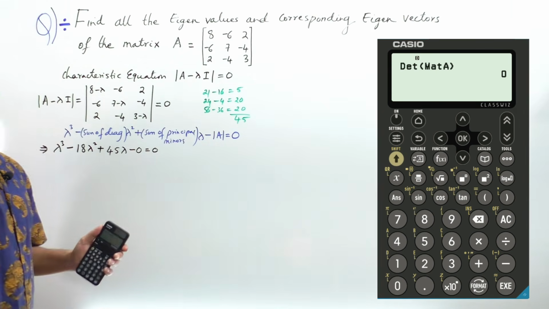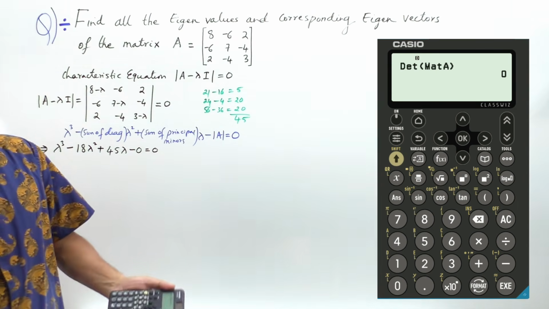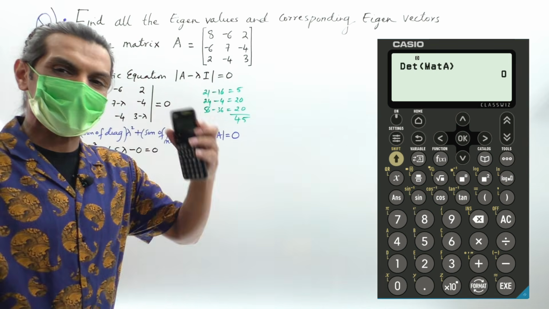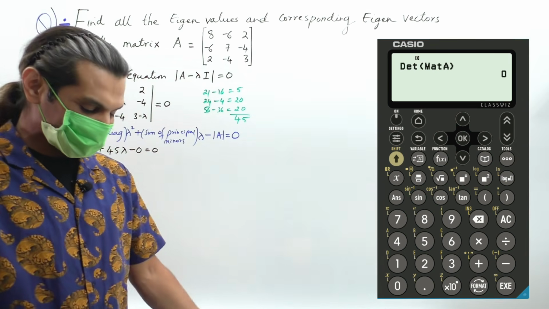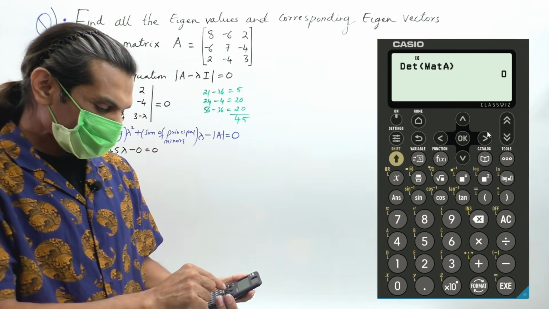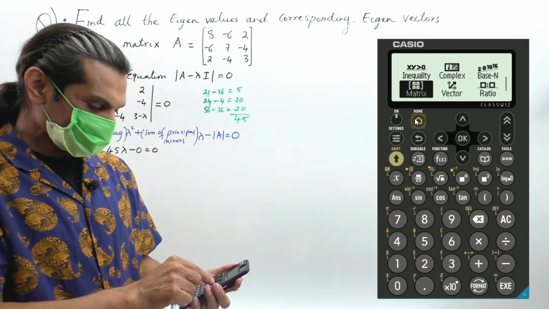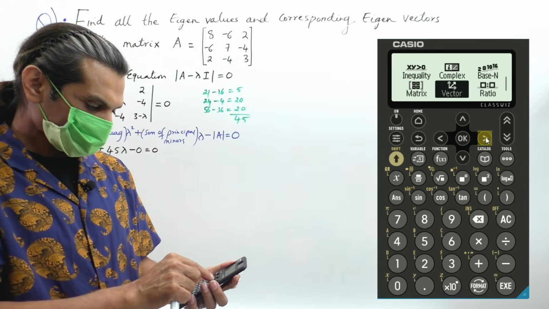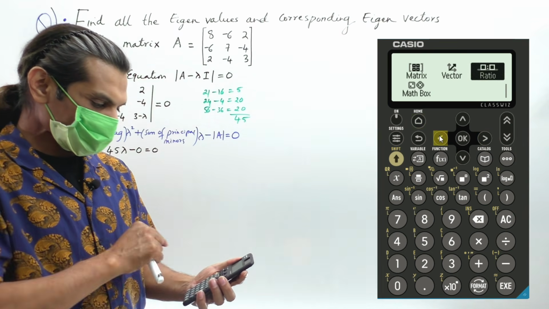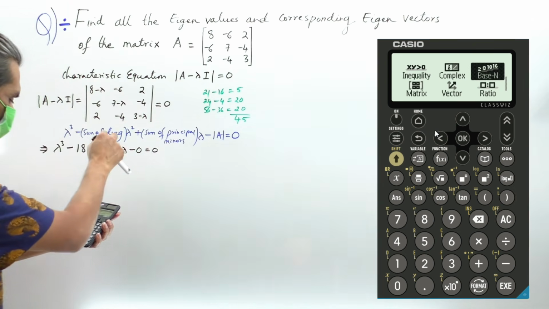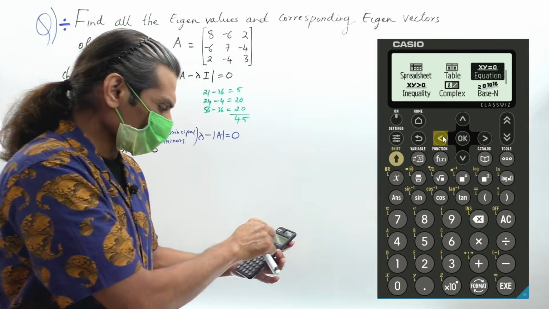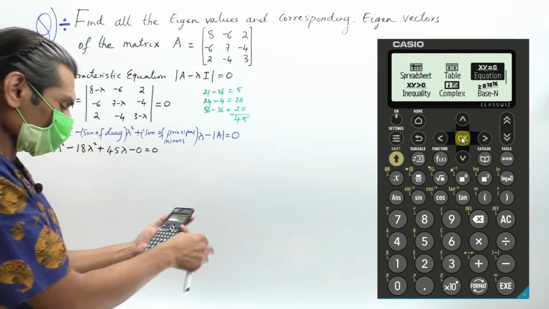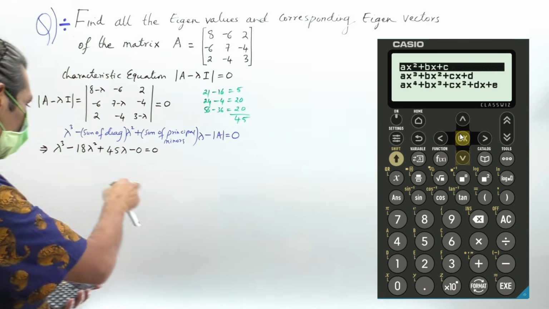To solve this equation, again simply we have to find out 3 values of lambda. Again simply make the use of calculator. So again go to home. You need to go to equations here now. Okay, go to equation and you're solving a polynomial here. So polynomial ax cube plus bx square is there. So select the second one. So put the values here.